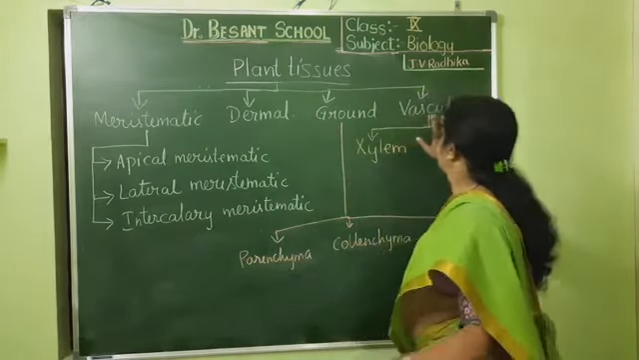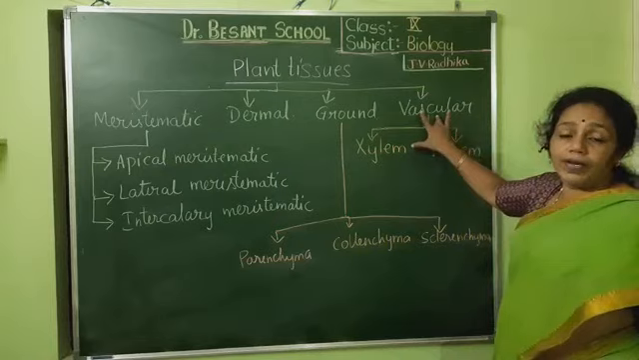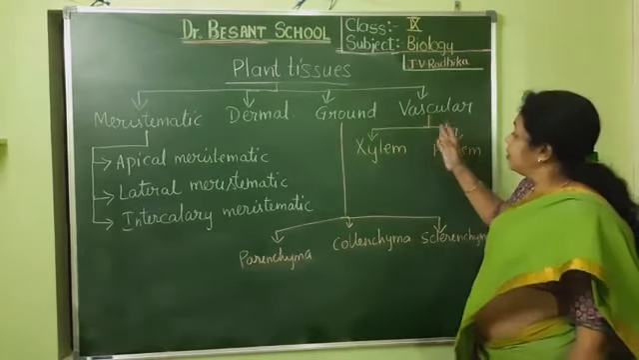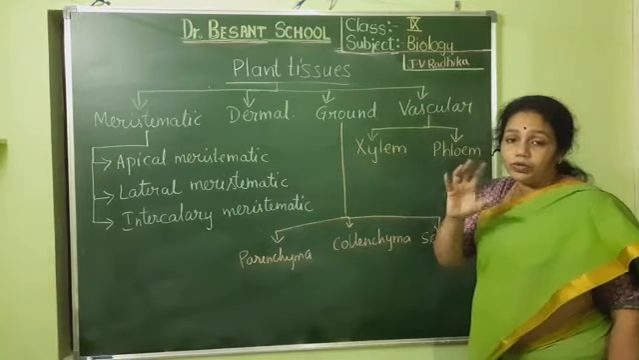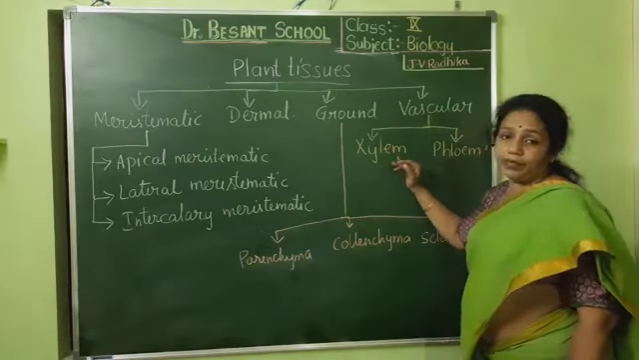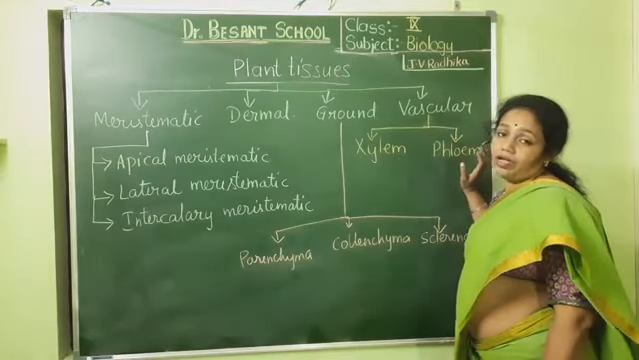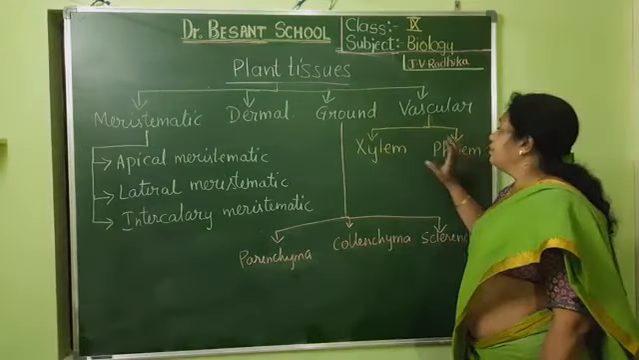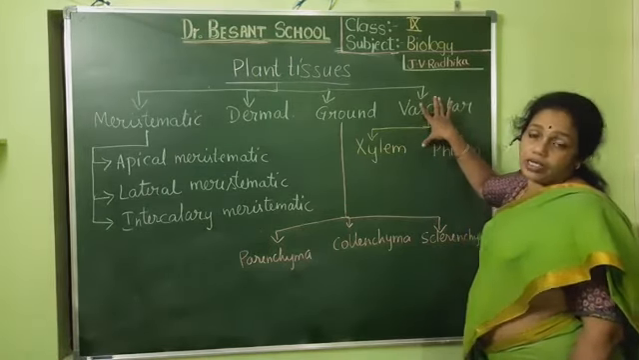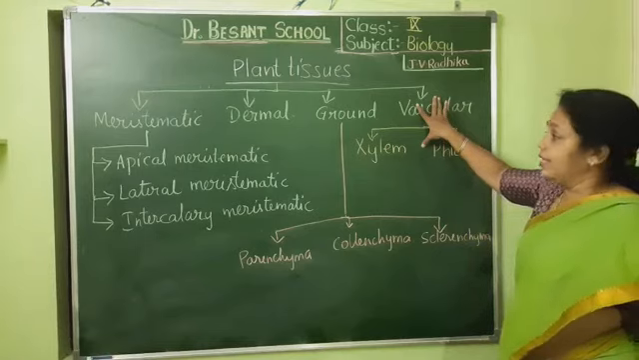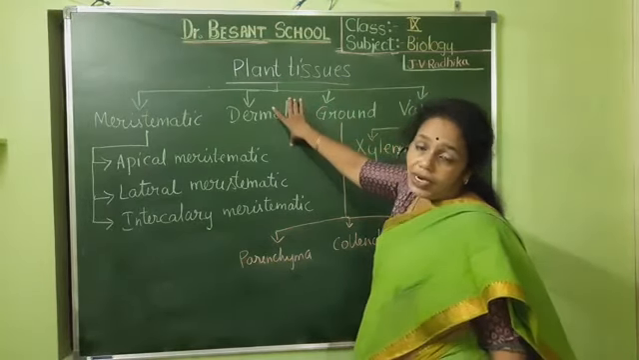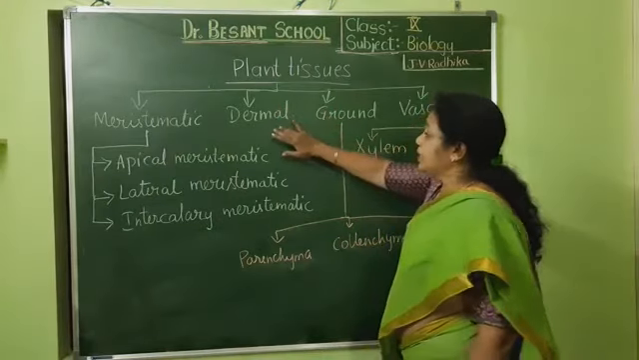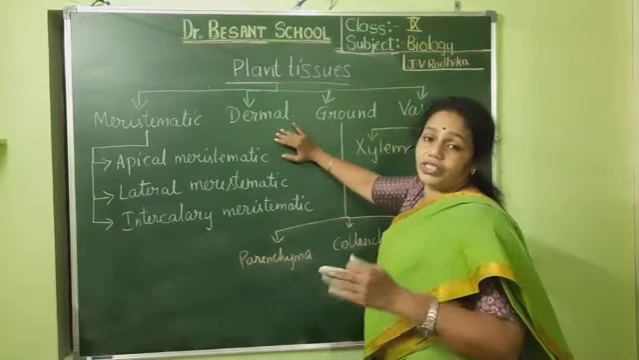Whereas the third one, the vascular tissue, is complex permanent tissue, because this itself will have many types of cells together. Many groups of cells together will form xylem, and many groups of cells will form the phloem. That's why we call this vascular tissue complex permanent, whereas ground tissue and dermal tissue are called simple permanent. So the dermal tissue will be present in all the outer surfaces.